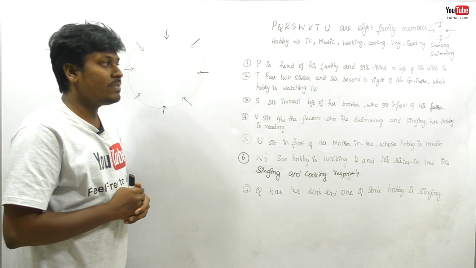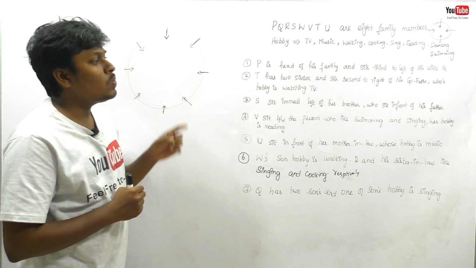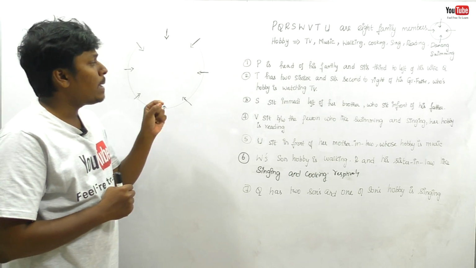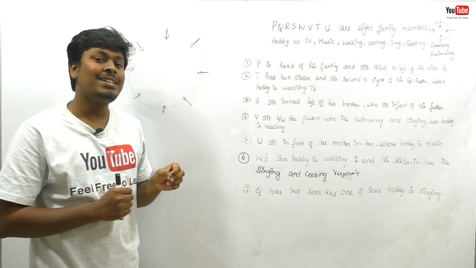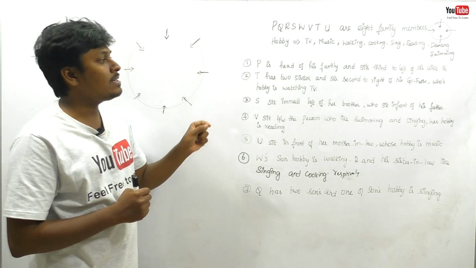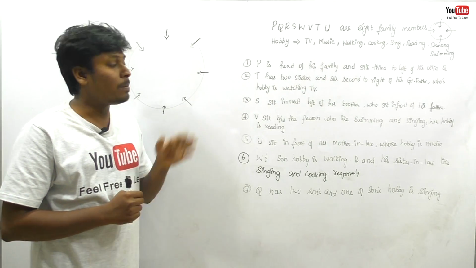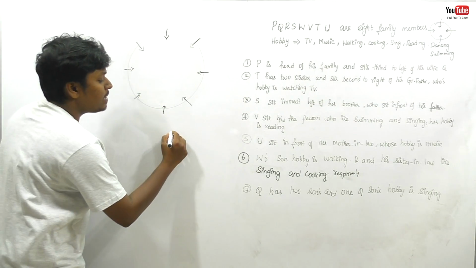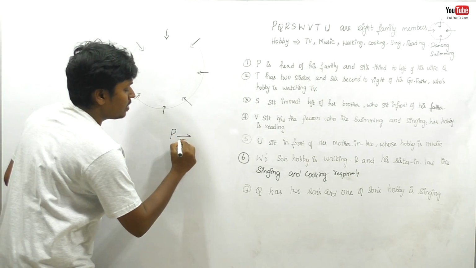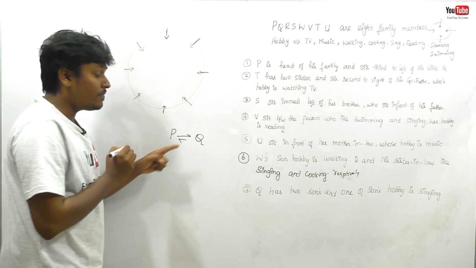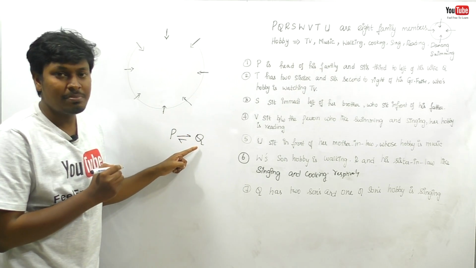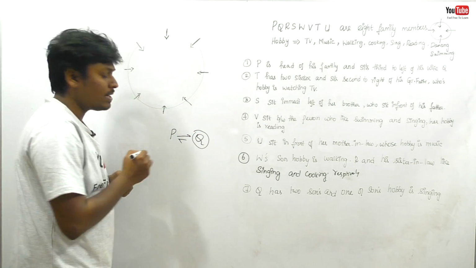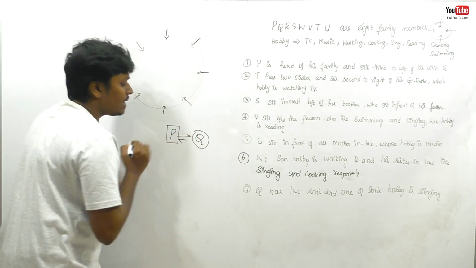P is head of his family and sits third to the left of his wife Q, right? So first point, they have said that P is the head of his family and sits third to the left of his wife Q. So P is having a wife, which is Q. So I can clearly say that P is having a wife, right? So wife Q. If Q is a wife, then Q should be a female person. So according to me, a circle is denoted for a female person and a square for a male person, P, right?